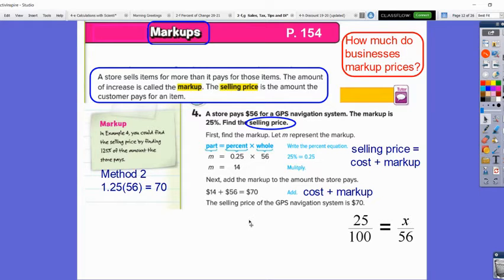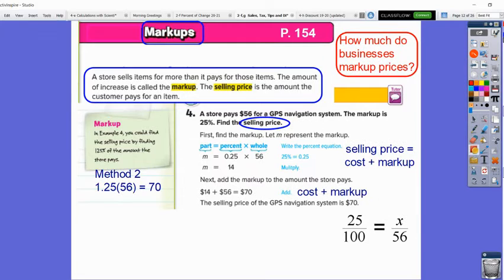Just like with taxes and tips, you can do this in one step. This is the fastest way to do it. 100% plus 25% means multiplying the original store price by 1.25. That will also give you the selling price of $70. Don't forget to put dollar signs on all these. They are all money problems, so you will always have a dollar sign in your answer.